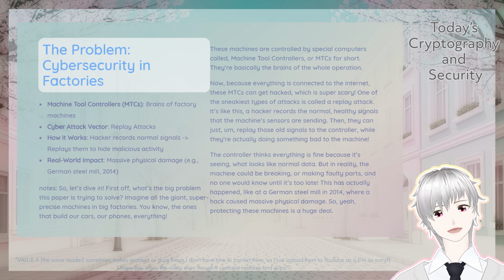One of the sneakiest types of attacks is called a replay attack. It's like this. A hacker records the normal, healthy signals that the machine's sensors are sending. Then they can just replay those old signals to the controller while they're actually doing something bad to the machine. The controller thinks everything is fine because it's seeing what looks like normal data. But in reality, the machine could be breaking or making faulty parts, and no one would know until it's too late. This has actually happened, like at a German steel mill in 2014, where a hack caused massive physical damage. So yeah, protecting these machines is a huge deal.